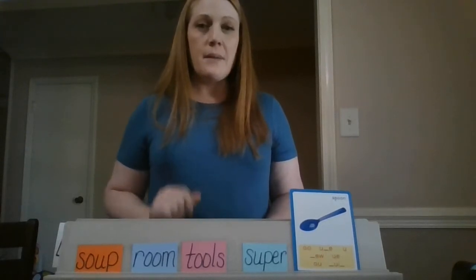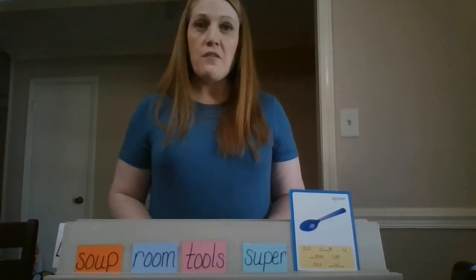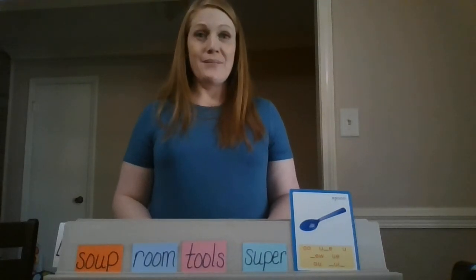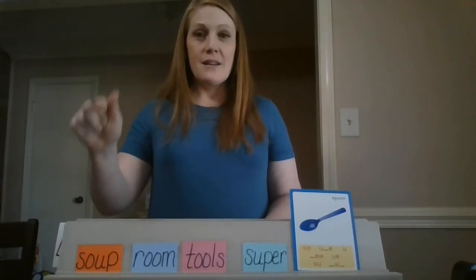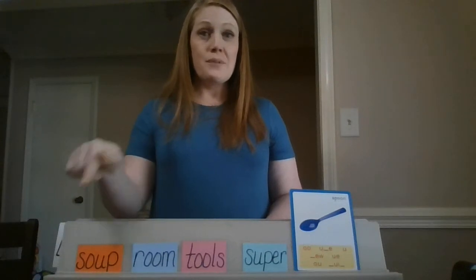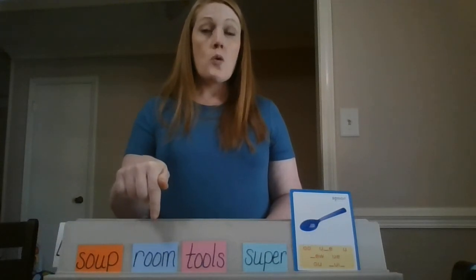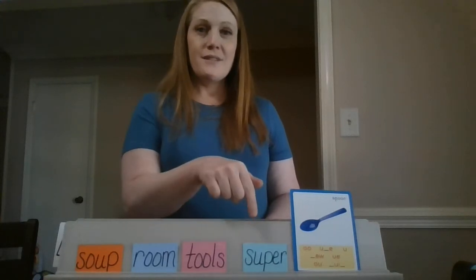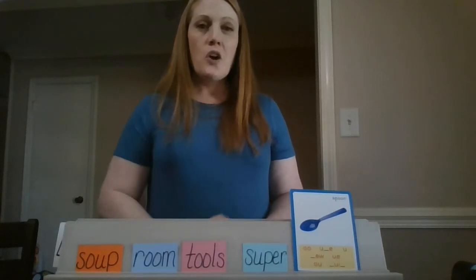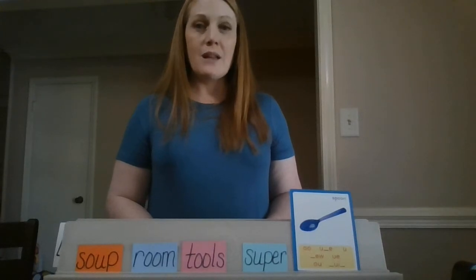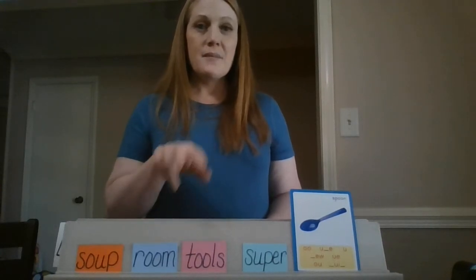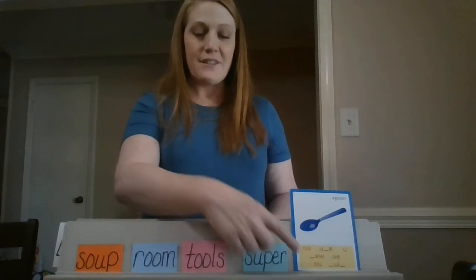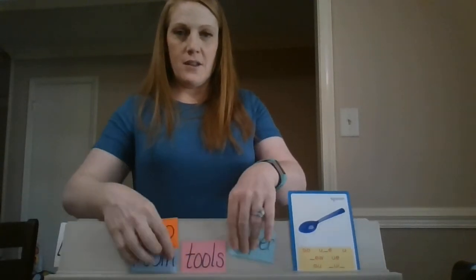Okay, now look at these four words. We're going to read them. As we're reading them, see if you can find which two words have the same oo spelling. Ready? Let's read. Soup, room, tools, super. Which two words have the same oo spelling? Room and tools both had R-O-O spelling. Very good. Okay.